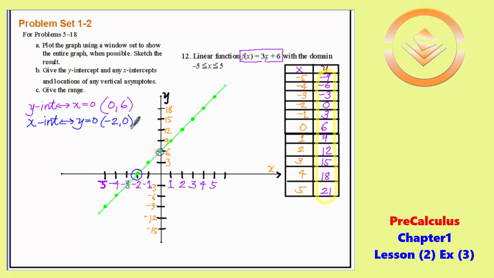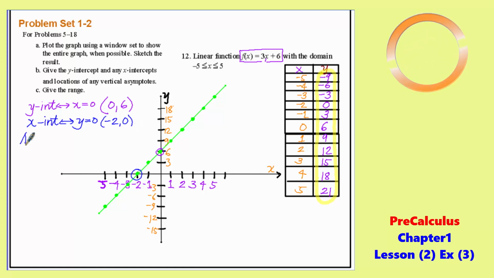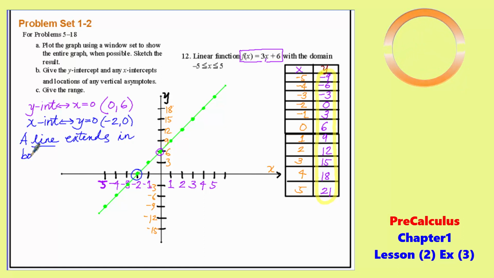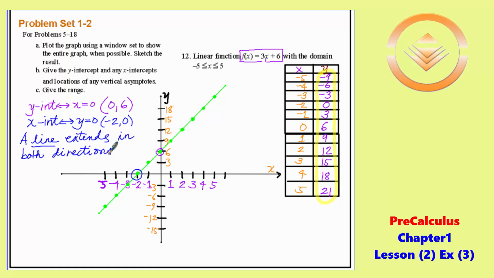Now, how about any vertical asymptote? Now remember, this is a line. Okay, a line extends in both directions. It has no limits. It does not approach any number, any value on the x and y axis. It just goes to eternity until it is given certain domain.